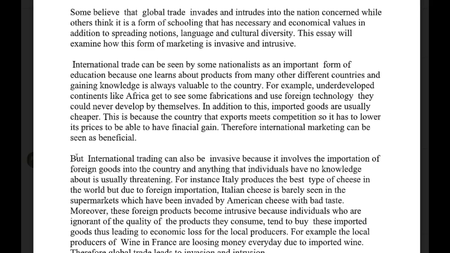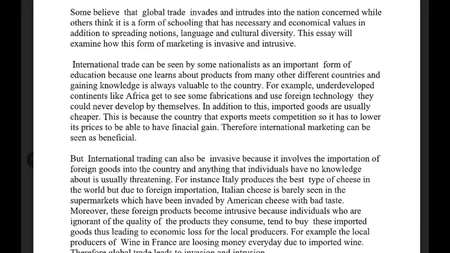So let's imagine that you said, "That being said, international trading can also be invasive because it involves the importation of foreign goods into the country, and anything that individuals have no knowledge about is usually threatening. For instance, Italy produces the best type of cheese in the world, but due to foreign imports, probably imports, Italian cheese is barely seen in the supermarkets, which have been invaded by American cheese with bad taste. Moreover, these foreign products become intrusive because individuals who are ignorant of the quality of the products they consume tend to buy these imported goods, thus leading to economic loss for local producers.